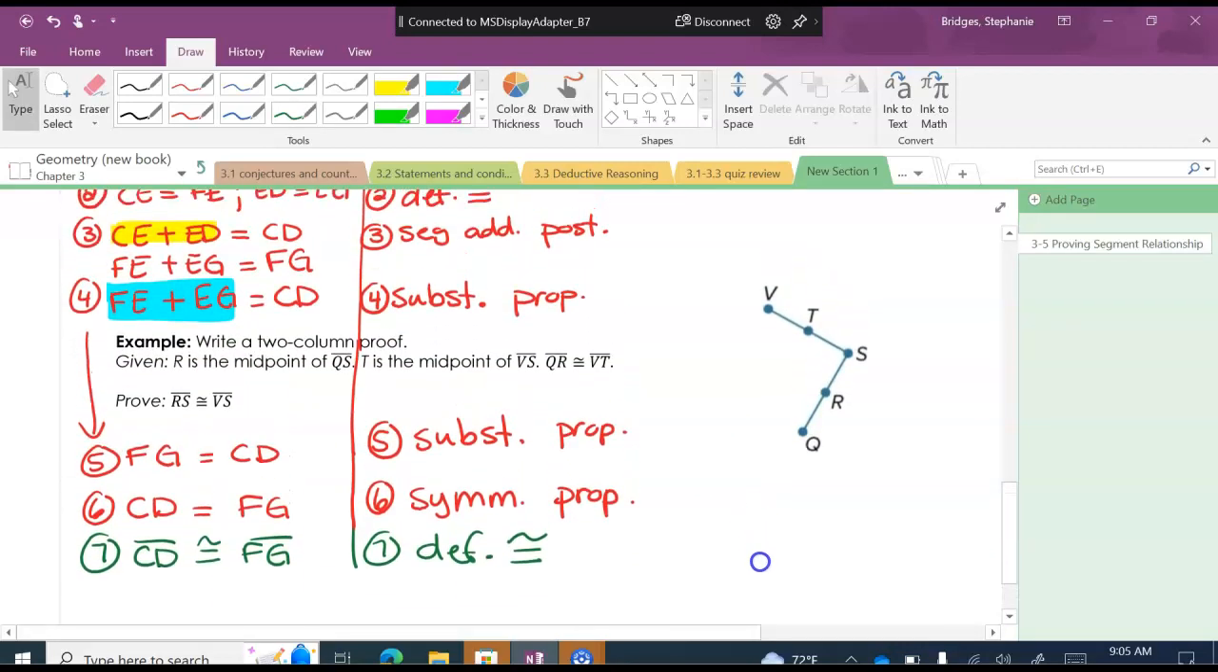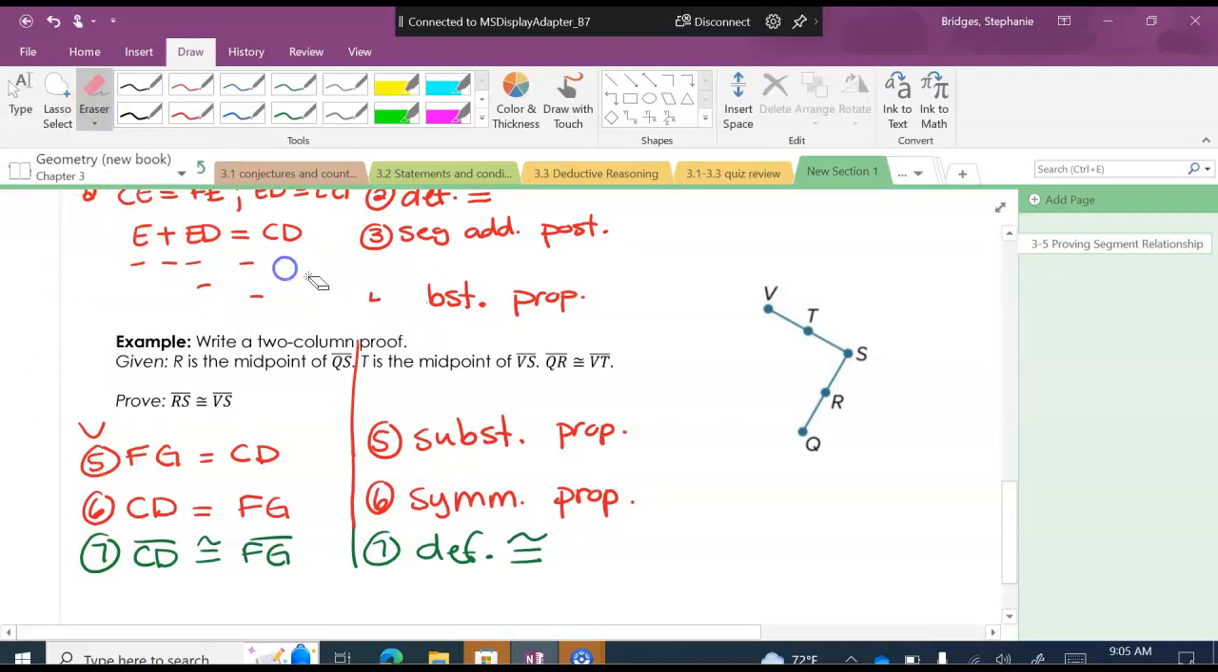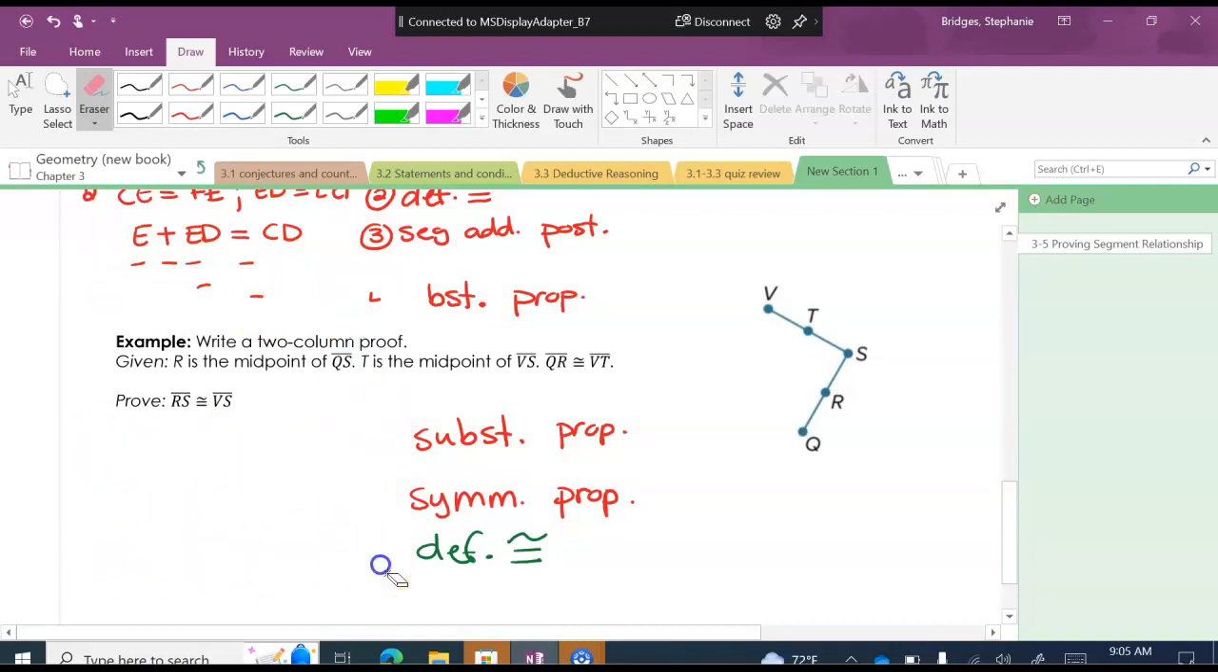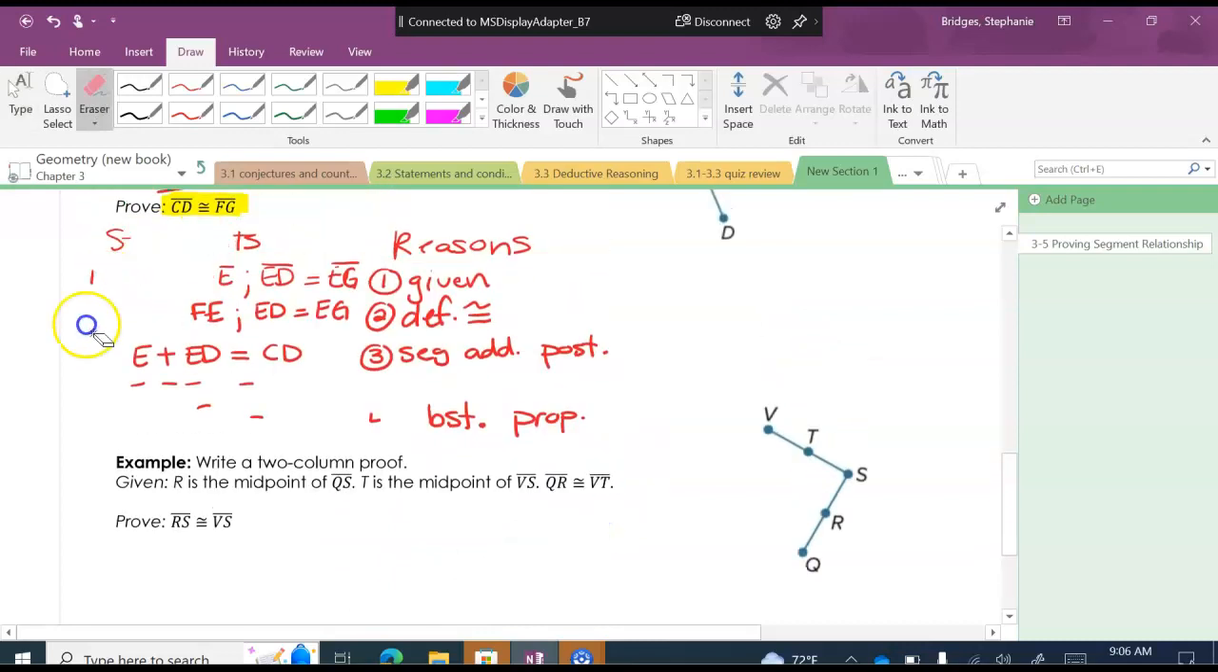So let me erase. Does everybody have this one written down? Or I only gave you 3, didn't I? Okay, good. We only got 1 more. Let me erase this. And go ahead and set up your third proof. Again, we know the very first statement and the very first reason is going to be our given information.